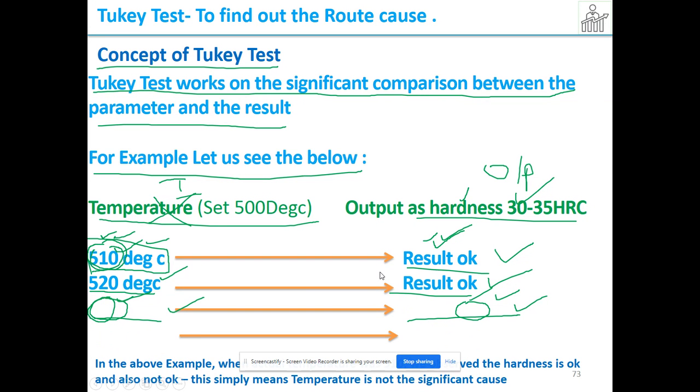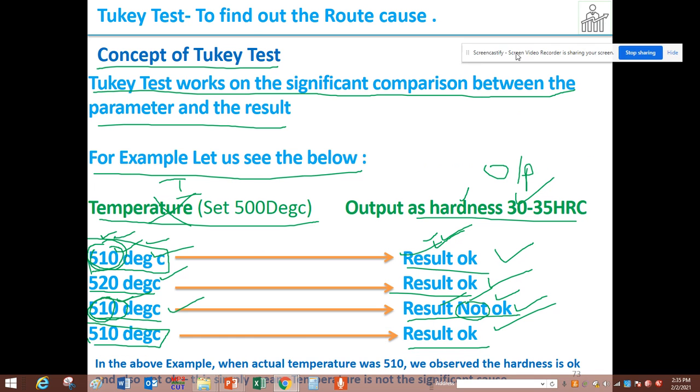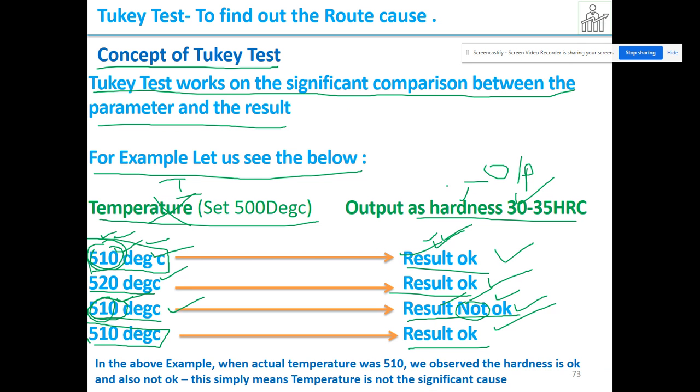There is a concept of Tukey test. So again in the third slot, when the temperature was 510 degrees, my result was okay. So what you understand from this, even though the temperature is same, my result is okay as well as not okay. Therefore, the temperature is not the significant parameter which is causing the hardness variation.